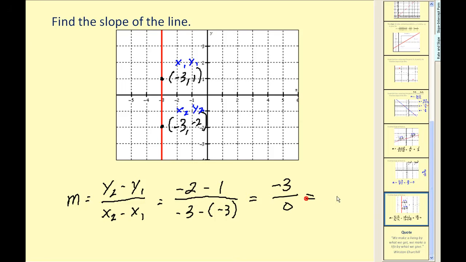And we can't divide by a 0. This is undefined. Sometimes they'll call this a line with no slope. Any vertical line has an undefined slope or no slope.